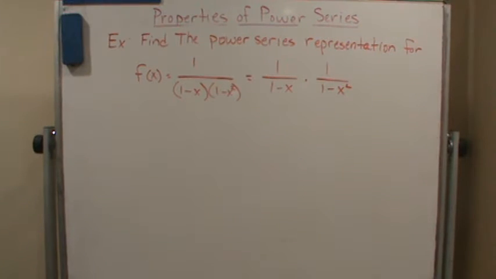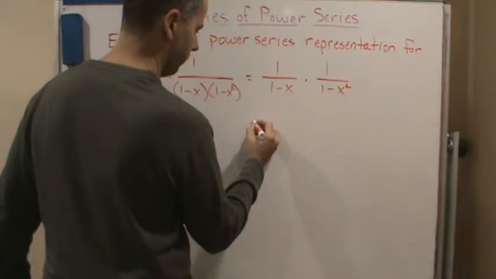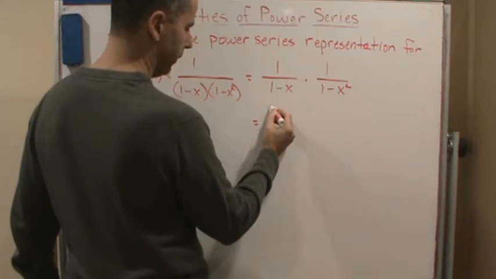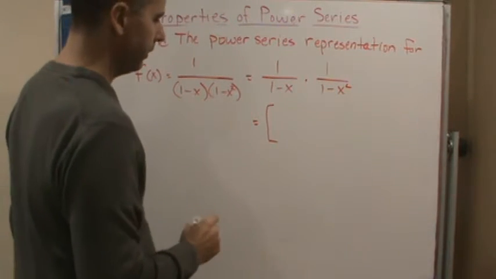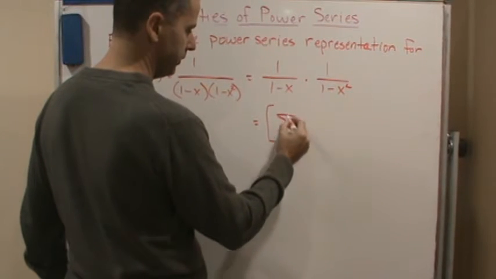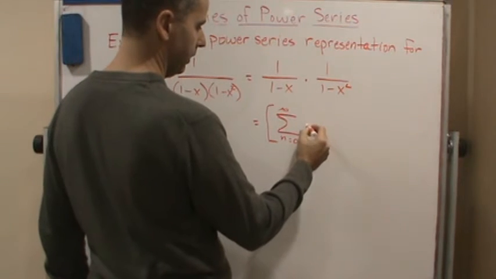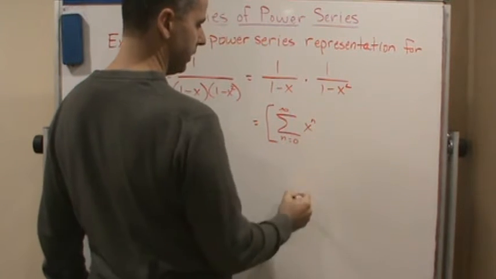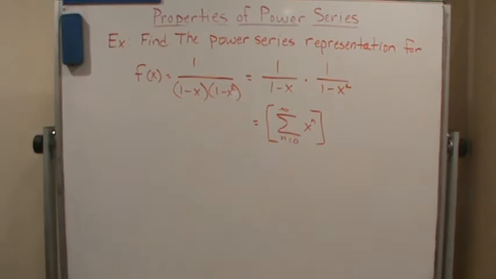Now, we know that there's a series representation for each of these. In fact, there's a power series representation for each of these, okay? So the power series representation for this one is equal to what? Well, this is going to be the sum from n equals 0 to infinity of just x to the n power, right? Okay?